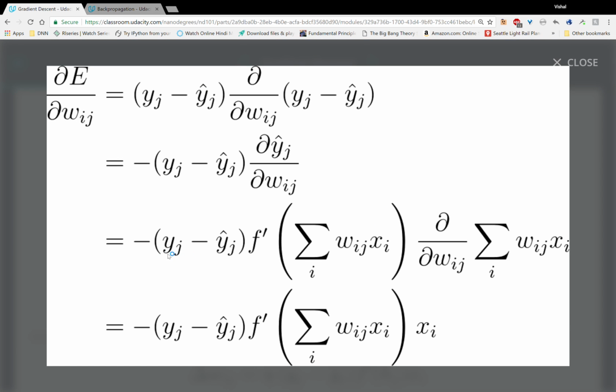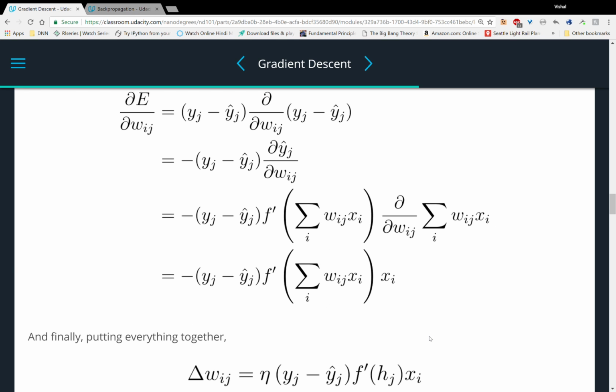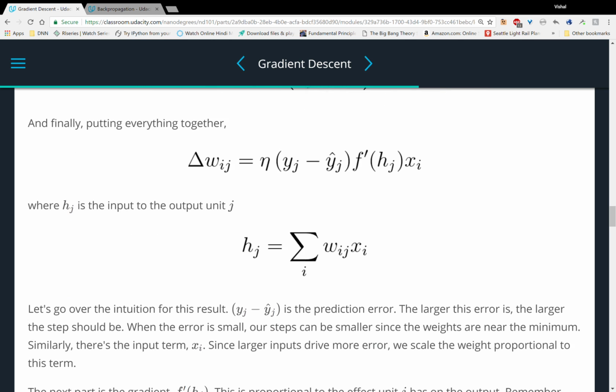It is the error with the differentiation of the input, okay? This is the input to the function, and xi, which is the weight of the input. So what does this mean? Intuitively, what does it mean?